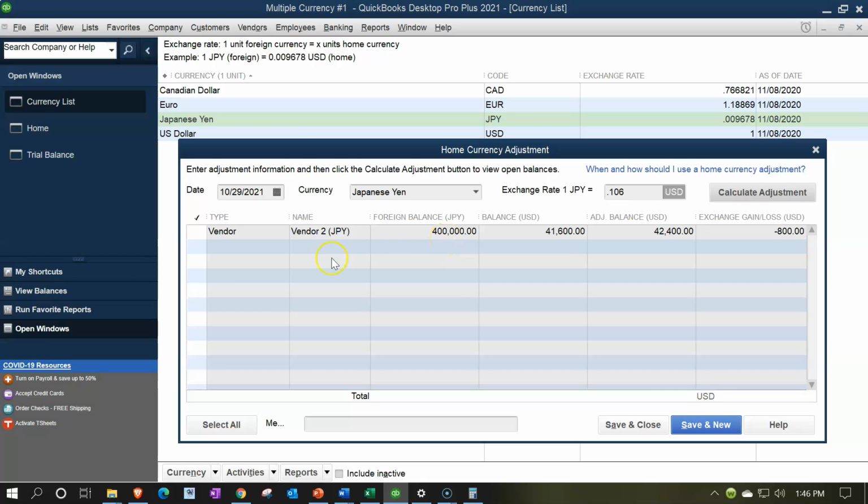It's proposing to do this adjusting entry. We have the 400,000 for this particular vendor in accounts payable. The 41.6, I believe, was the prior point, 42.4 current point. Change then $800. That will be the adjustment. Yes, that looks good. I'm going to check it off. Please do that adjustment for me.